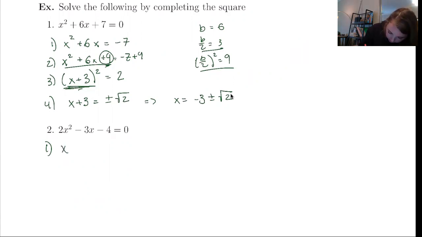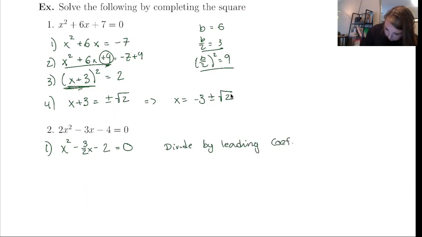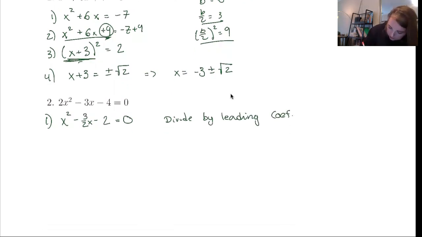So I want x squared minus 3 over 2 x, and 4 divided by 2 is just 2, equals 0. So I divide by my leading coefficient. And I need to kick that 2 over to the other side, equal to negative 2.